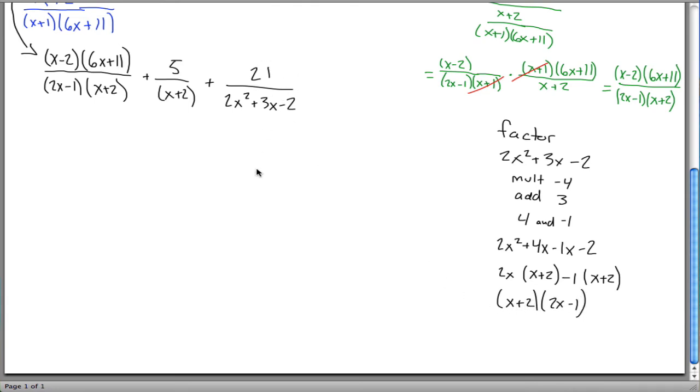So what I'm saying is this thing right here, instead of thinking about it as 21 over 2x squared plus 3x minus 2, we can think about it as 21 over x plus 2 times 2x minus 1. And the advantage of thinking about it in that form is we can kind of see the least common denominator. This is the exact same as this, and this is just missing the 2x minus 1. So our least common denominator is going to be x plus 2 times 2x minus 1. So this first term is already good.